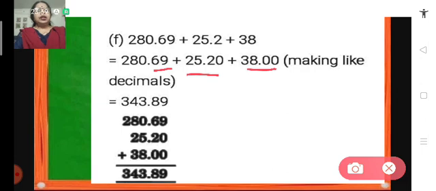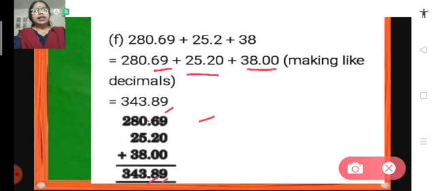Now we will write them in columns according to their place values and add them. So we will start from the extreme right, from the hundredths place. 9 plus 0 becomes 9. Then 6 plus 2 becomes 8. Then we put the decimal and move on to the ones place.